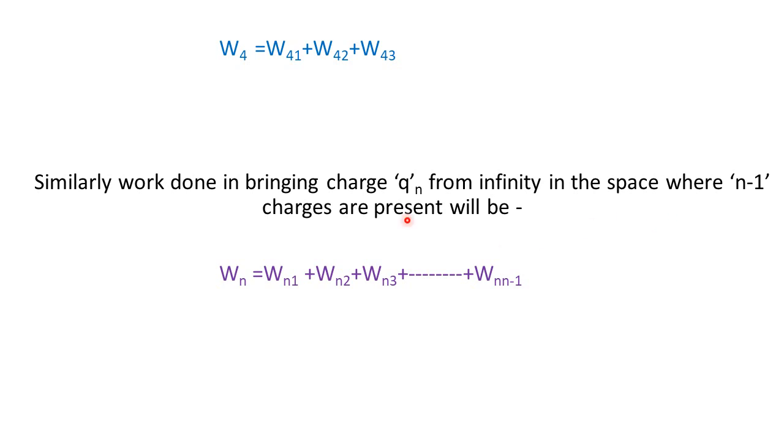When the nth charge is brought, the amount of work done in this system consisting of n charges will be Wn. On the nth charge, work is done against the potential of the first charge, plus against the second charge, third charge, and so on, up to the (n minus 1)th charge. All these amounts of work will be added up algebraically, and this will be accumulated in the form of potential energy of the system of n point charges.